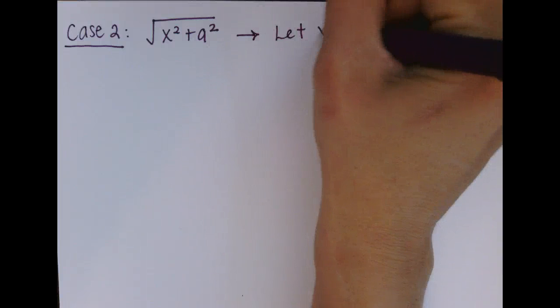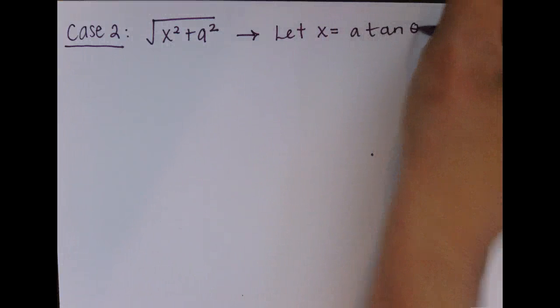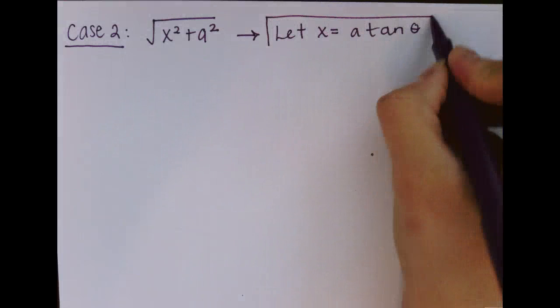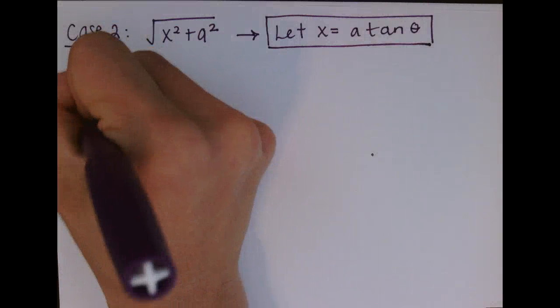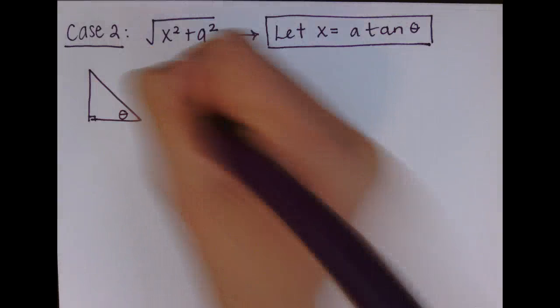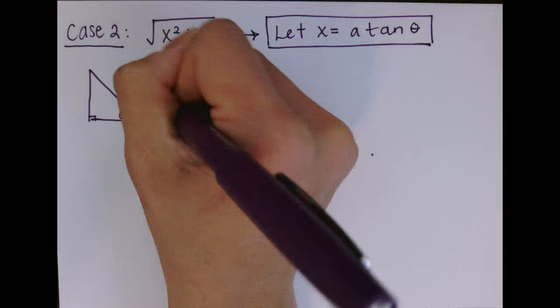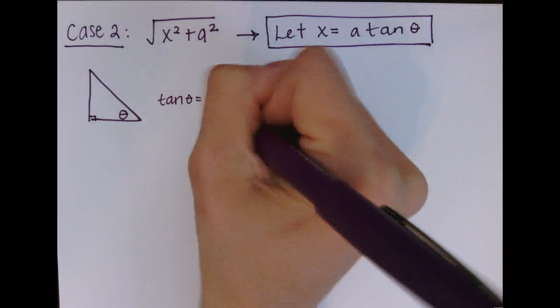Well, it comes from letting x equal a times the tangent of theta. And if we look at the right triangle, then we know that the tangent of theta is going to equal the ratio of x over a.